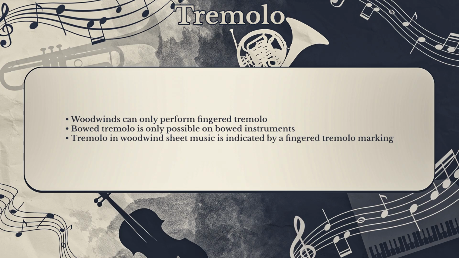Woodwind instruments can only play finger tremolo since bowed tremolo is obviously possible only on bowed instruments. Hence, tremolo in a woodwind sheet music is indicated by a finger tremolo marking.